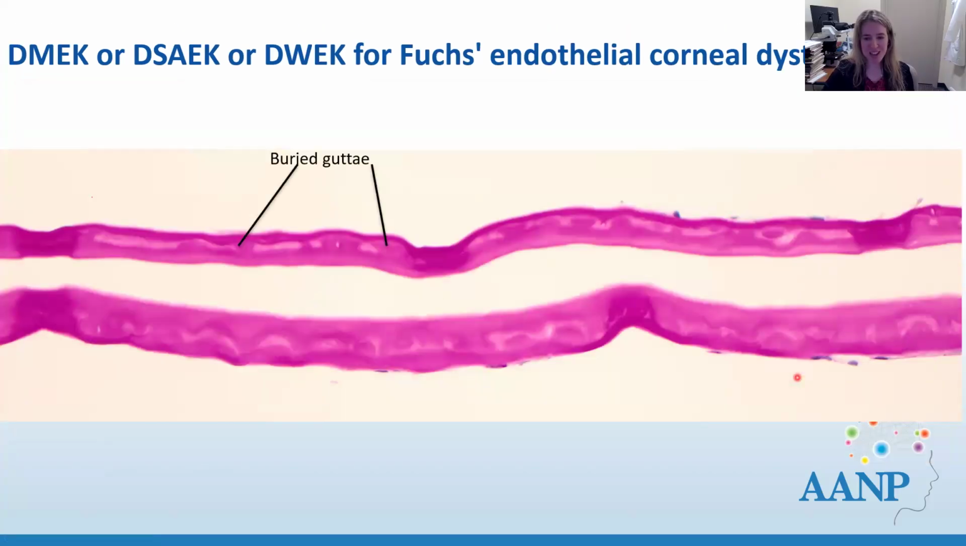The reason we often use PAS on this specimen is because sometimes you will actually also get buried guttae. So this is also in Fuchs. So here with an H&E, you would have probably seen that it was just a thick Descemet's membrane, but PAS really brings out that there are guttae within the Descemet's membrane.